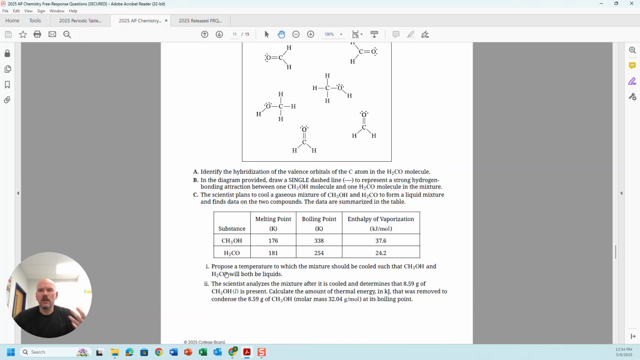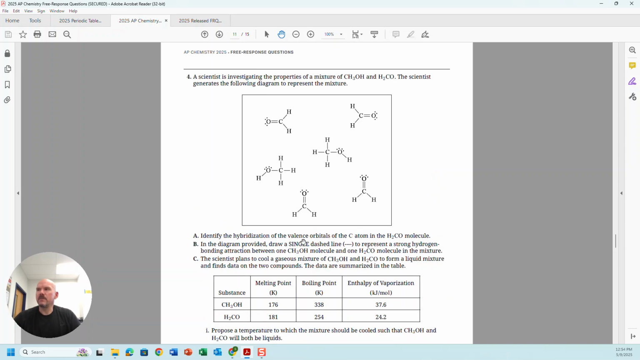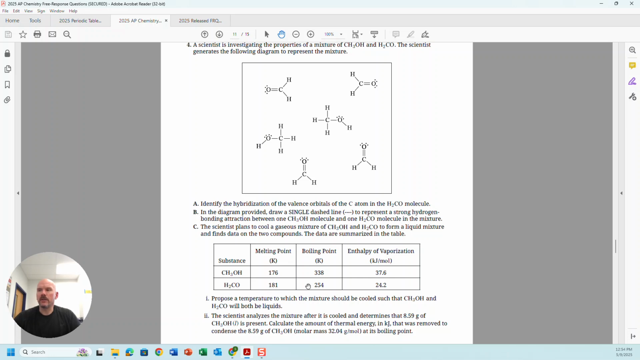So part C is an odd question, but it's an easy question. I think kids can get confused by all the information that they're given. It says to propose a temperature where this mixture could be cooled so that both are in the liquid state. So it's got to be between both melting points and both boiling points of the substances. It's got to be above 182, but below 254. So any temperature in that range would work.